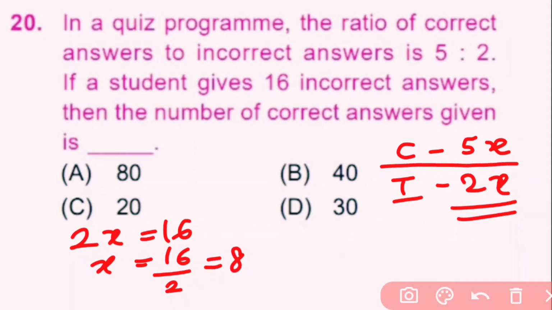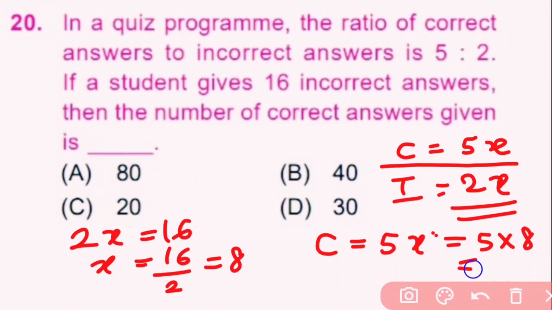So correct answers is equal to 5x. So we put 8 instead of x. 5 into 8 is equal to 40. Means total number of correct answers are 40. Here B is the correct answer.